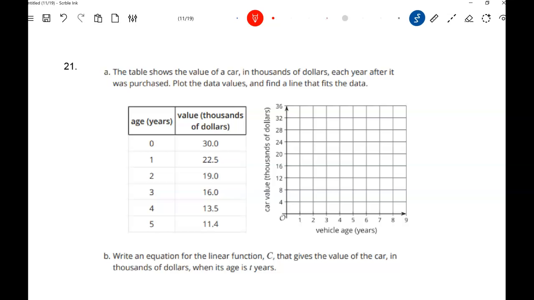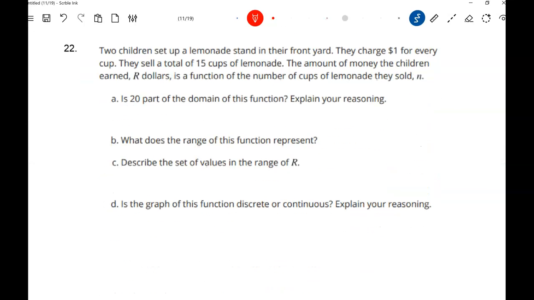Okay, third installment. This is problems 21 through 30. However, we're going to skip number 21. So going on to number 22.